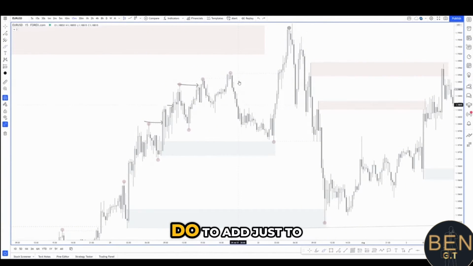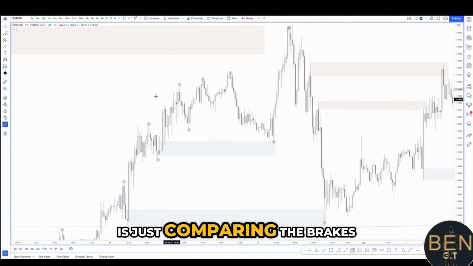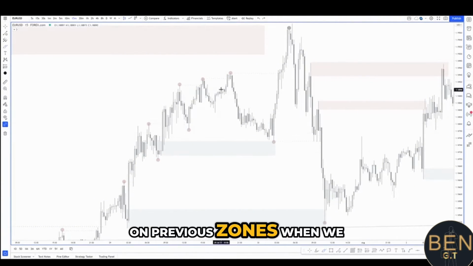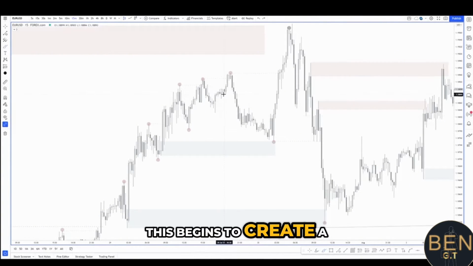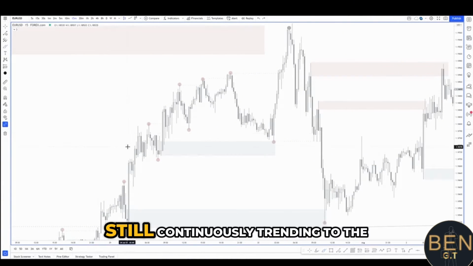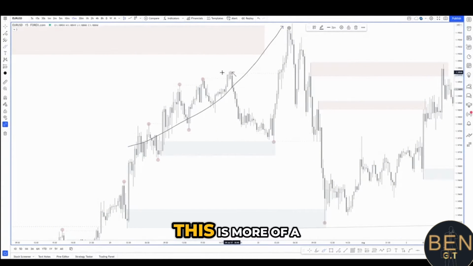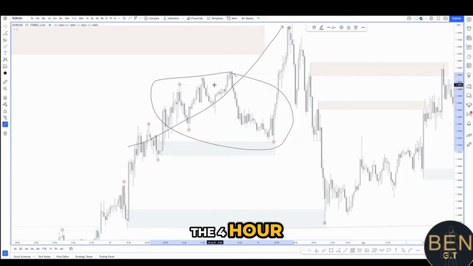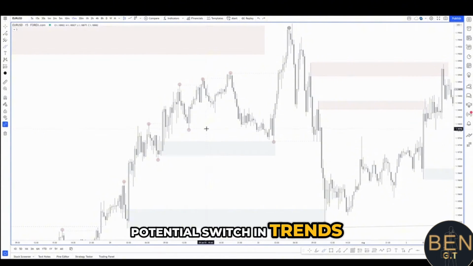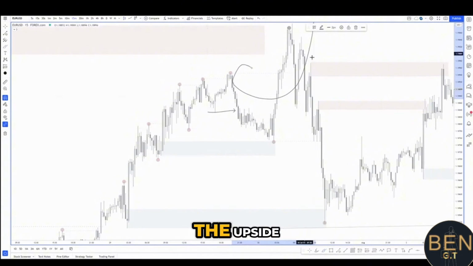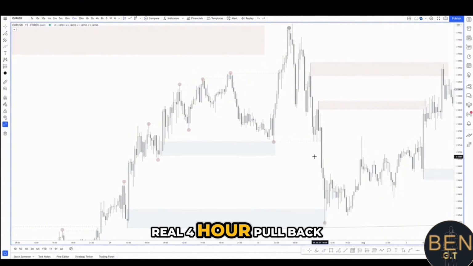And then what we can do to add to that is compare the breaks of structure on previous zones when we start to get price action that's starting to do this sort of thing. Again, this begins to create a variance on the 4 hour, where the 4 hour is still continuously trending to the upside. This is more of a pause in the market on the 4 hour, but on the 15-minute, we're starting to see a slowdown, a potential switch in trend, and then a move back to the upside, followed by the real 4 hour pullback.